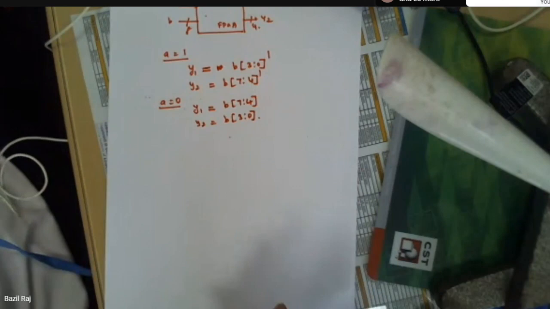Okay, so this was our condition now, right? So we have made one simple design, right? Straight away writing this statement in our VHDL code. A equal to 1, Y1 is equal to B(3 downto 0) dash, Y2 equal to B(7 downto 4) dash, and A equal to 0 means if.